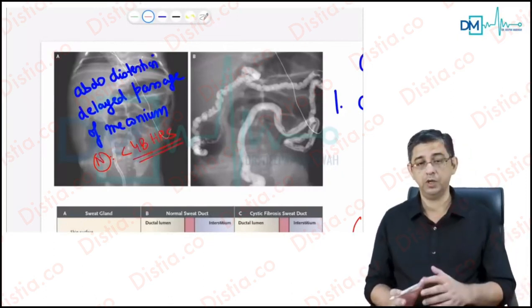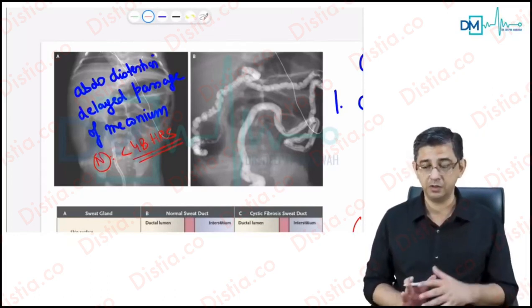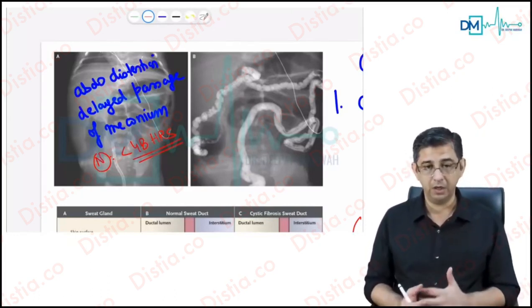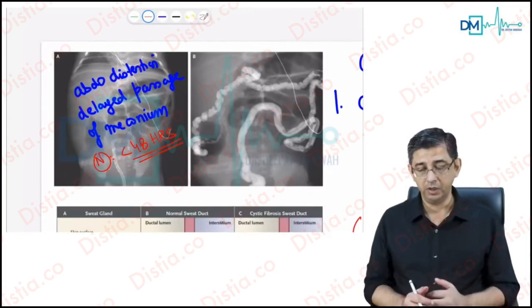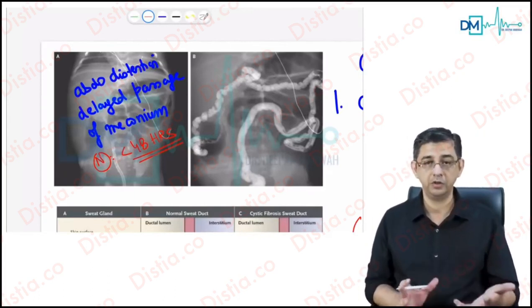This is a newborn baby having abdominal distension. Like the mother says, first day of life, he was taking feed well. Second day of life, he was taking okay. But then third day, he's not taking the feed. There is a gross abdominal distension.